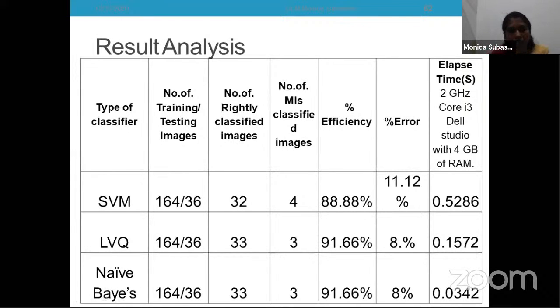And regarding the number of training and testing images, 164 out of 200, because I got very few images. So I divided 164 as training, and I separated 36 for testing. These testing images should not be used during training. That is the most important thing. Only then you can check properly. So out of 36, rightly classified images were 32.